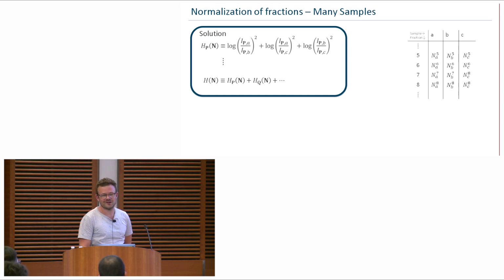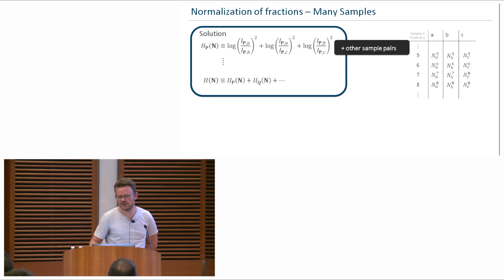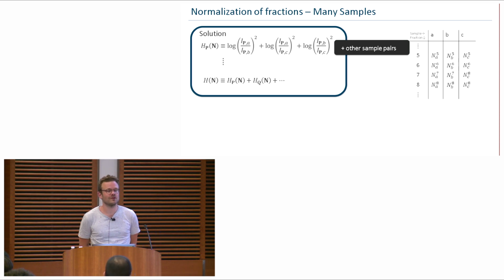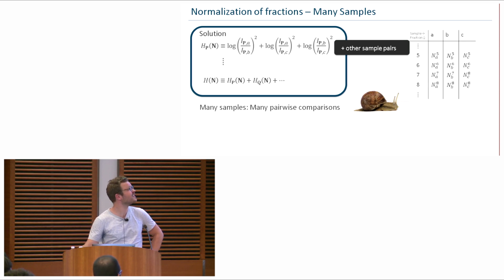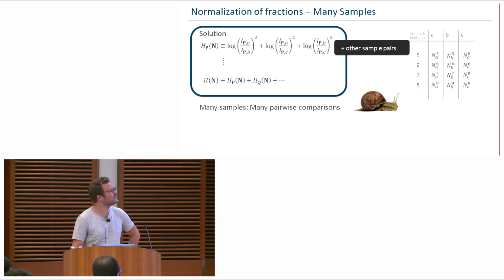Let's go back to the formulas. If you have many, many samples, this function becomes very complicated because you have all these sample pairs, and this is a squared function. So this becomes very computationally expensive, and then your computer gets slow. If you have so many comparisons, it just slows down.